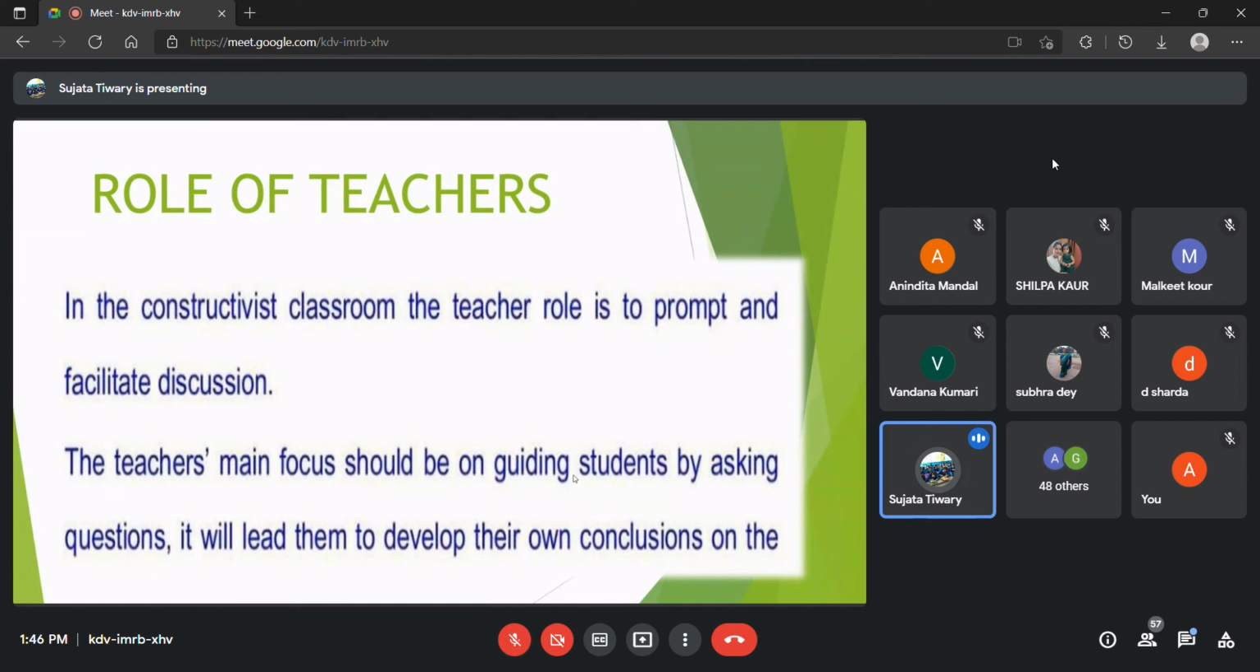They share their ideas, they come up, the work is divided, the work distribution will be there. Suppose everyone has to come up with one point, one diagram, one procedure, one result, like that. And then after concluding that result, the teacher's main focus should be on guiding students by asking questions. It will lead them to develop their own conclusion on the subject.